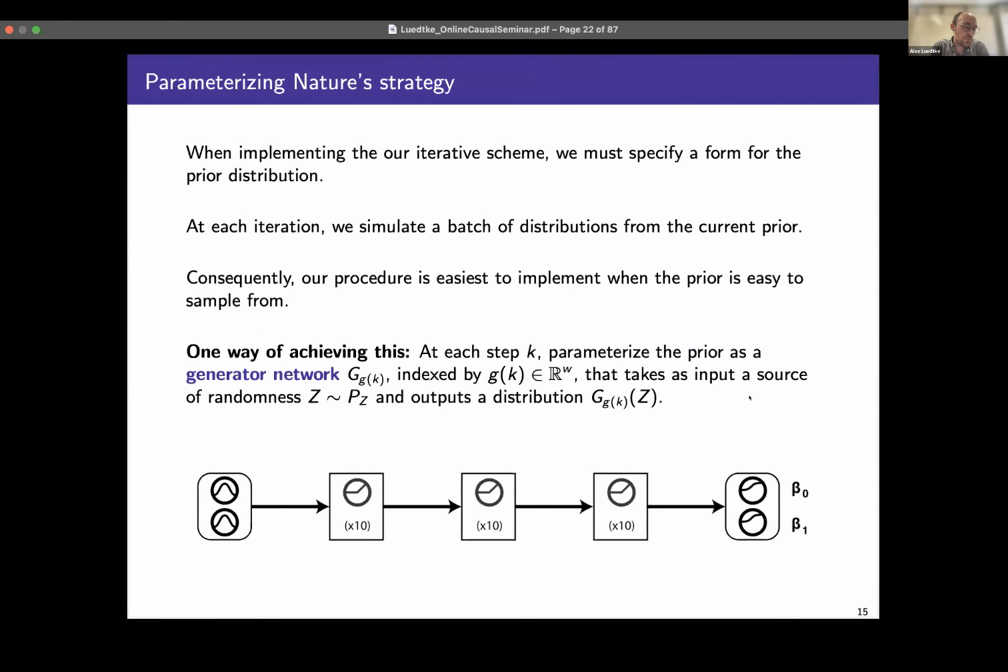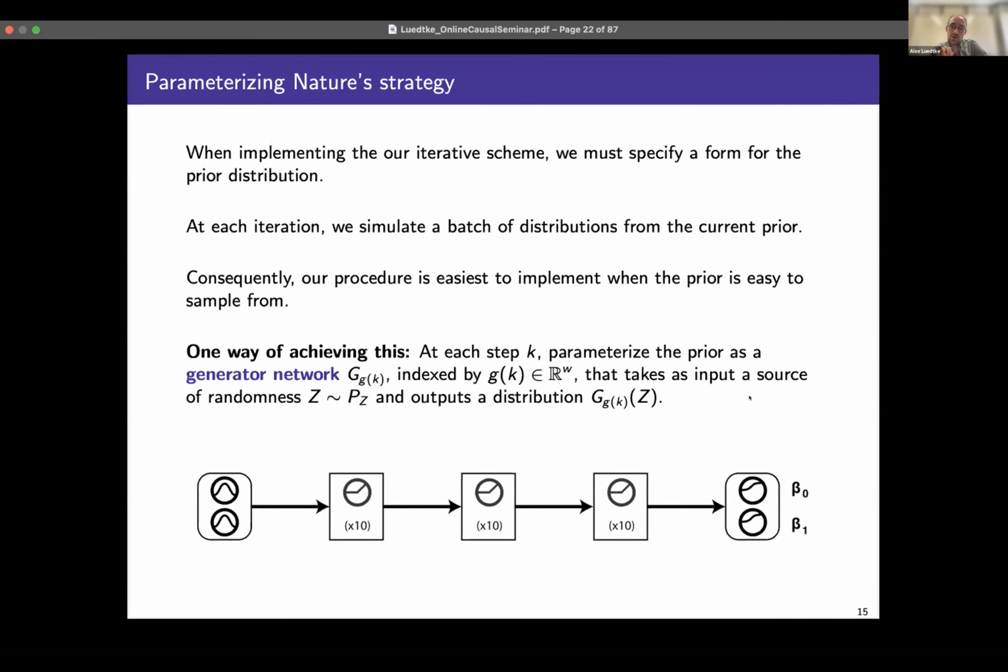So we're going to parameterize the statistician's strategy as a neural net. Now, what about nature's strategy? First, maybe just a brief comment on what we want from nature's strategy. When we're implementing our iterative scheme, remember in each game we need to simulate one, or really in practice several, distributions from the prior. And we're going to play many, many games, iteratively improving both strategies over and over. So we should hope that it's going to be easy to sample from the prior. A bad way of parameterizing the prior would be via its density, because if all you know about a distribution is its density, it can be very hard computationally to actually sample from it.